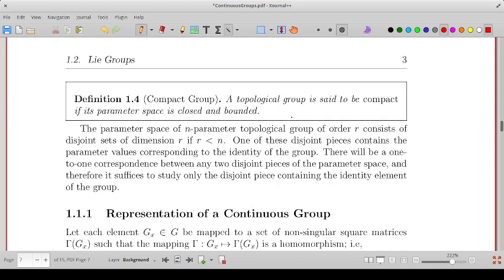Now, a topological group is said to be compact if its parameter space is closed and bounded. By bounded, we mean the absolute values of the parameter should be less than or equal to a maximum value. And the parameter space should also be closed. In that case, a topological group is said to be a compact group.